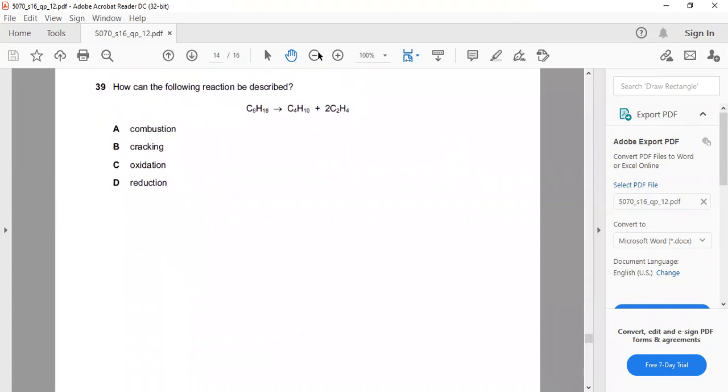Last two. So this reaction, 39, is cracking, which is breaking one big molecule into smaller molecules. It's not combustion because no carbon dioxide and water form, not even carbon monoxide. It's not oxidation, it's not reduction, it's cracking. A big hydrocarbon molecule converts into smaller molecules.